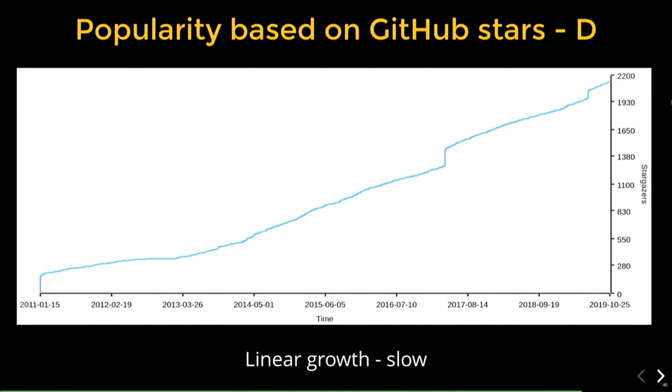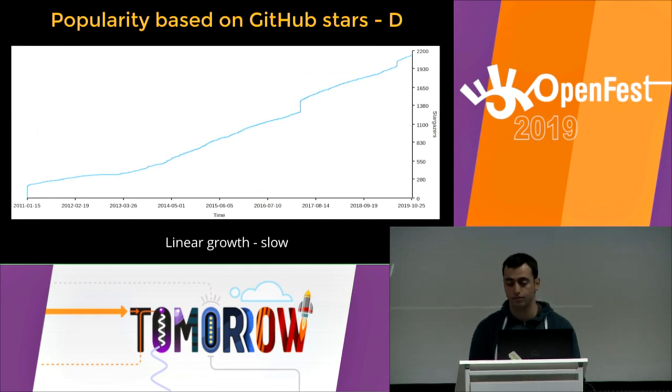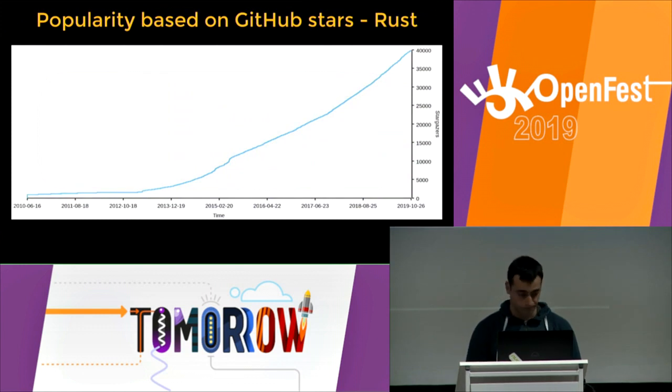A little bit of stats. This is the popularity of D based on GitHub stars. It's not a really good metric, but let's roll with it. It's pretty linear. What, that's 8, 9 years of development, 2,000 stars. This is Rust. Since 2010, now it has 40,000 stars. I really wanted to include a section about Rust, but I couldn't because of the time constraints for this talk. But still, we can see the trend.